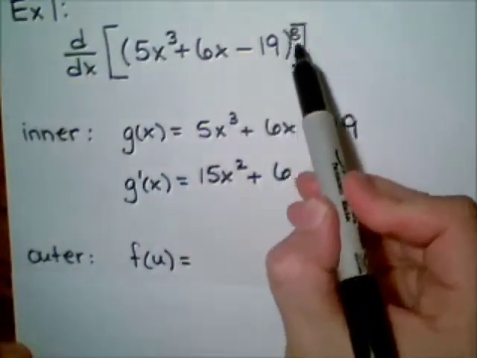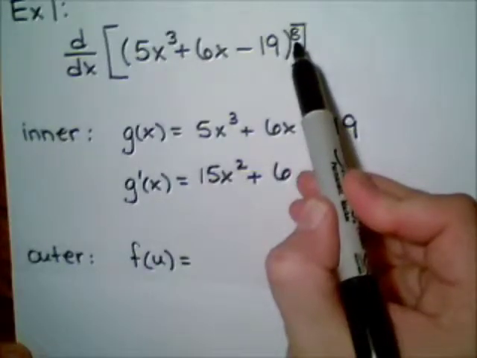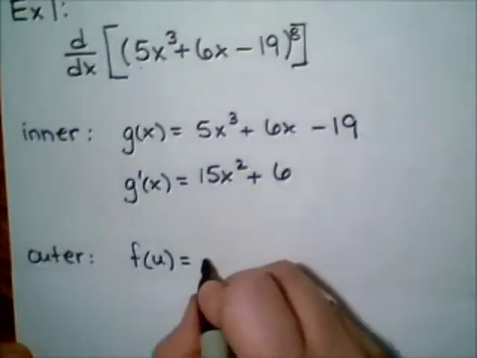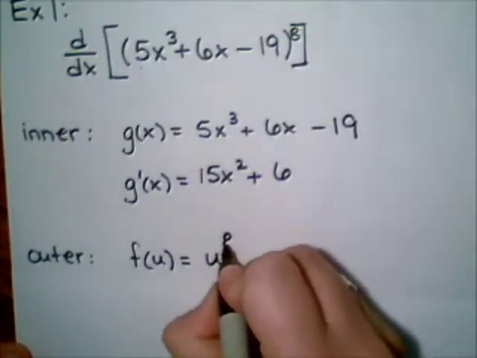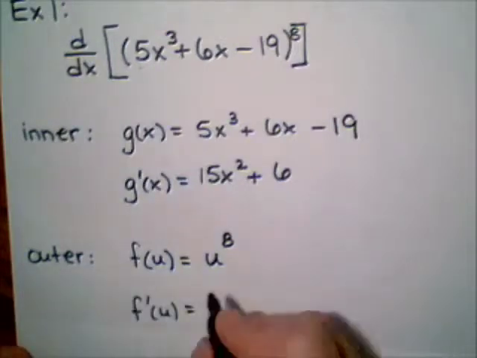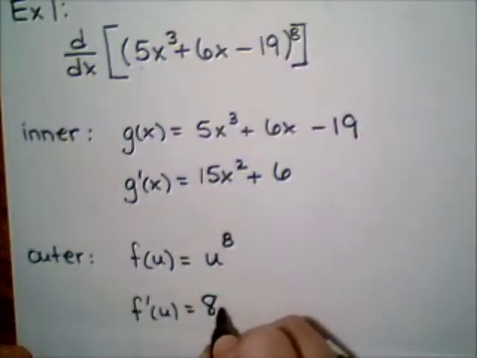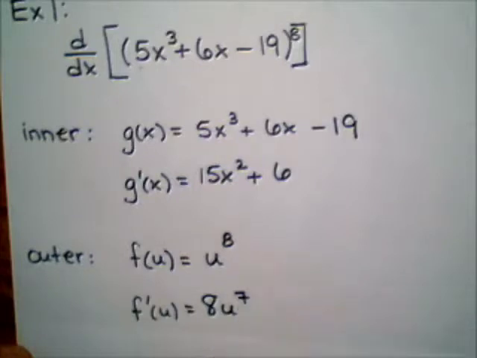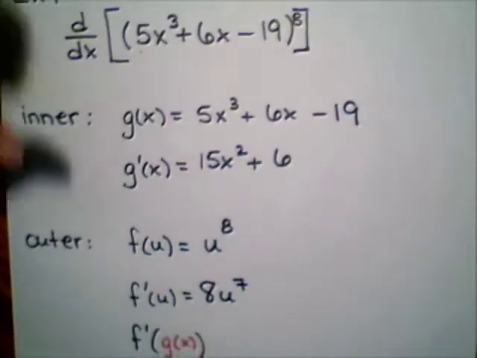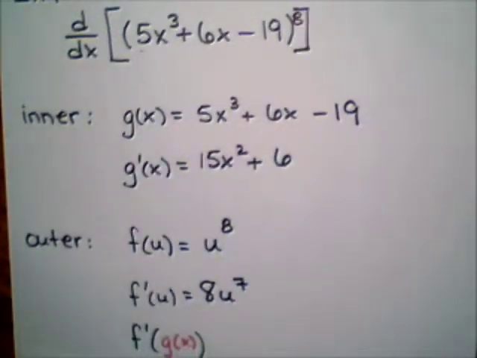So what's the outermost function? Well, we have this power of 8. Everything's being raised to the 8th power. So f of u we'll define as u to the 8th. f prime of u would be 8u to the 7th power. And now here's where we need to plug in our function g into f prime.